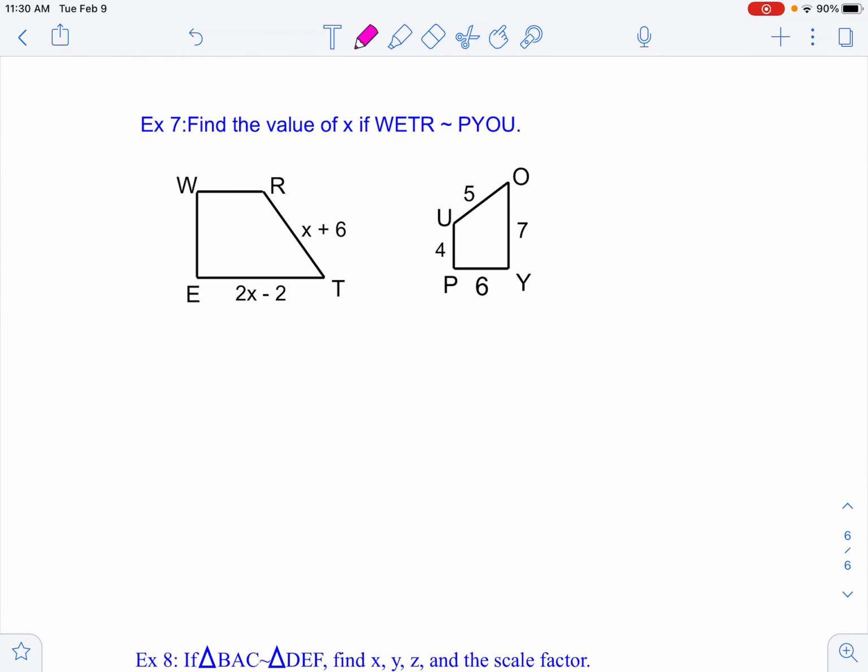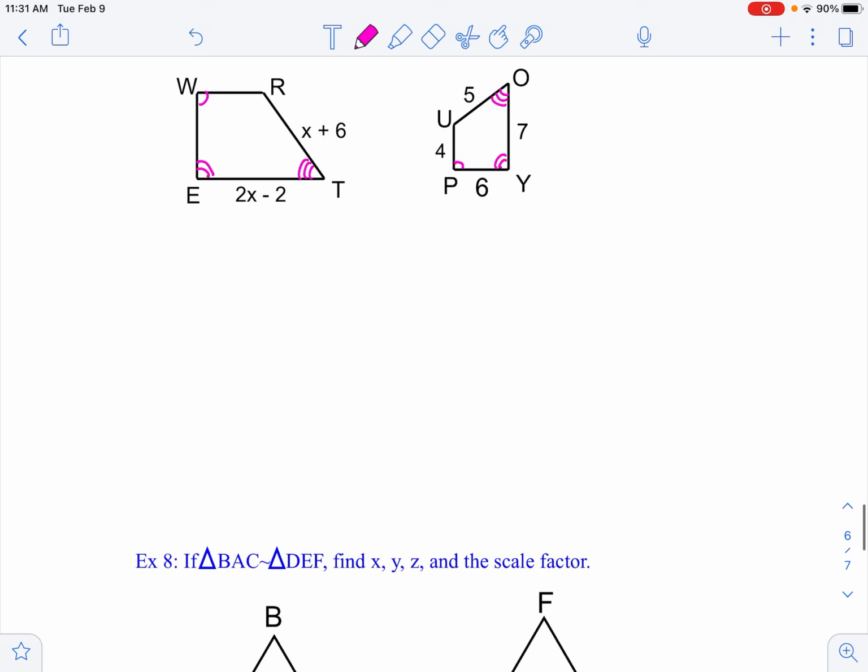Okay, next one. Find the value of x if, and then I have 2 similar polygons. So I'm going to start by marking, since I see similarity, I'm going to mark the congruent angles. I have W is congruent to P. W congruent to P. E is congruent to Y. T is congruent to O. And then I'll use the fourth angle as my blank angle.